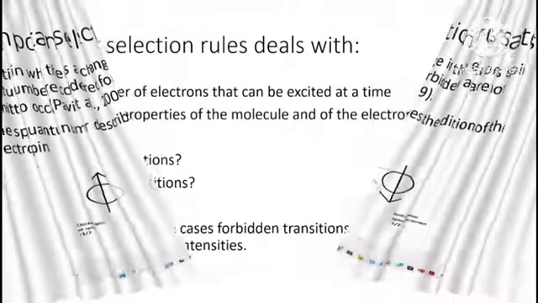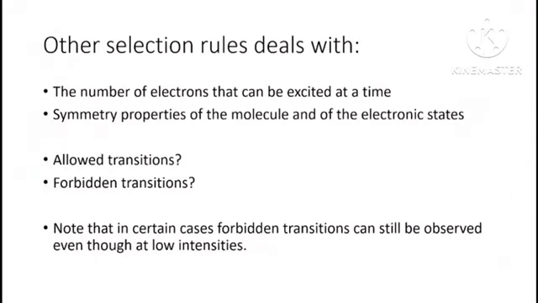There are other rules that make up the transition rule. Other ones actually talk about the number of electrons that can be excited at a time. So you need to be mindful of the number of electrons that are being excited at a time. We don't expect more than a certain number of electrons to get excited.